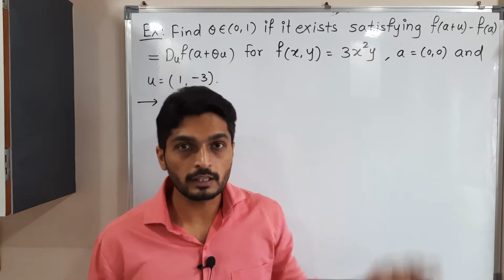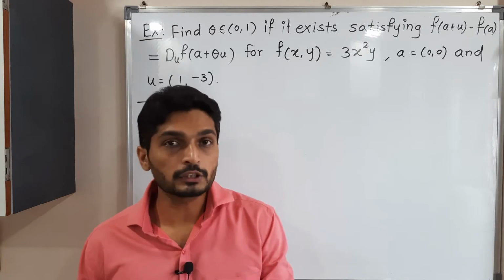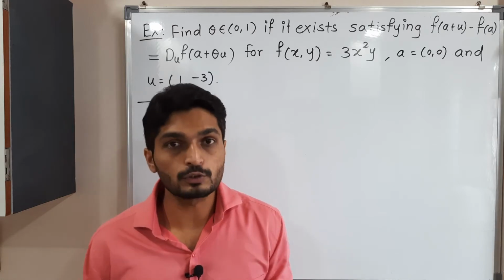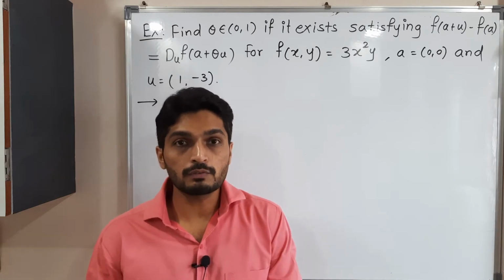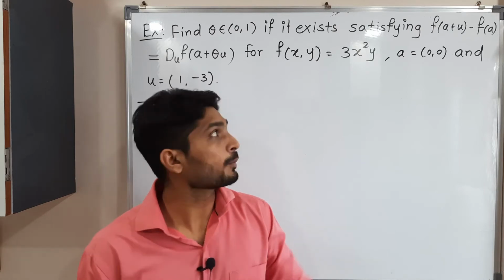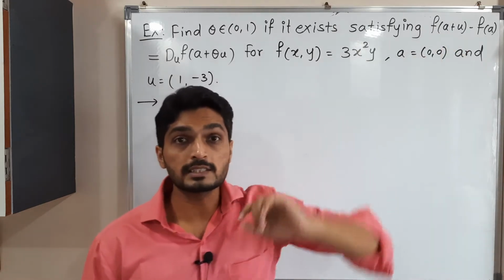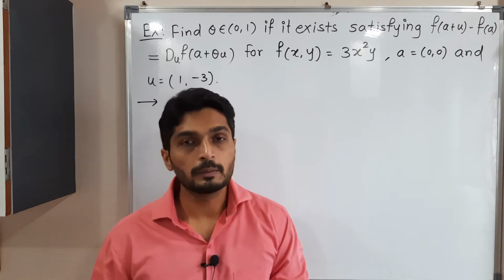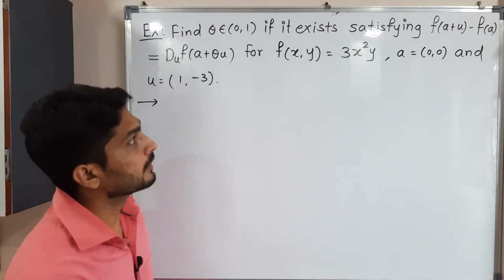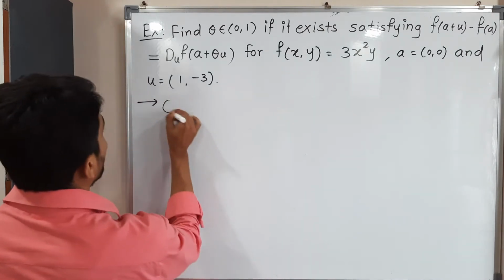The function is given, the point a is also given, and the direction in which we find the directional derivative is also given, right? So we will focus on the left hand side. First of all, we will try to find the value of the left hand side, and then we will go for the right hand side. So let us work on the left hand side.